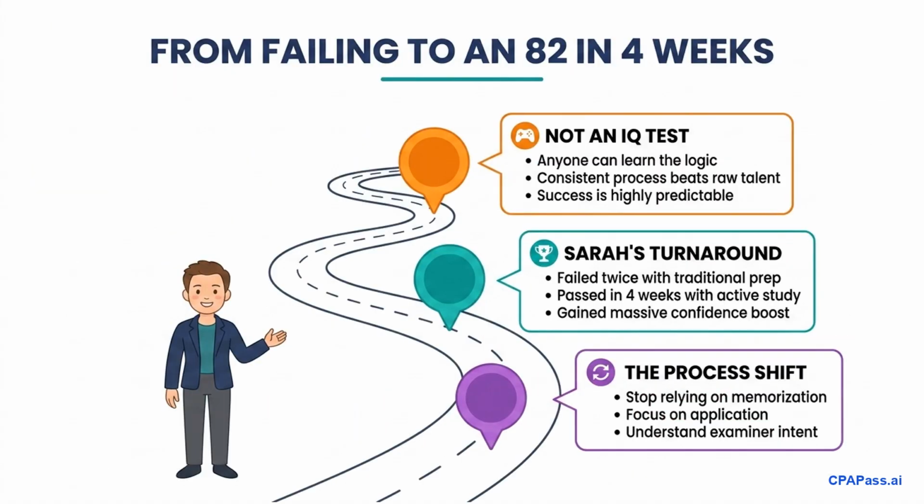And when candidates switch from dry textbook memorization to this active problem first strategy, their AUD scores skyrocket. Take Sarah, who failed AUD twice with a 65 and a 69 using traditional study methods. She felt completely lost. Once she shifted to doing MCQs first, mastering the assertions, and running daily cumulative reviews, she passed with an 82 in just 4 weeks. AUD is not an IQ test, it is a process test. When you change your study process, you change your exam results. You can absolutely do this with the right system.